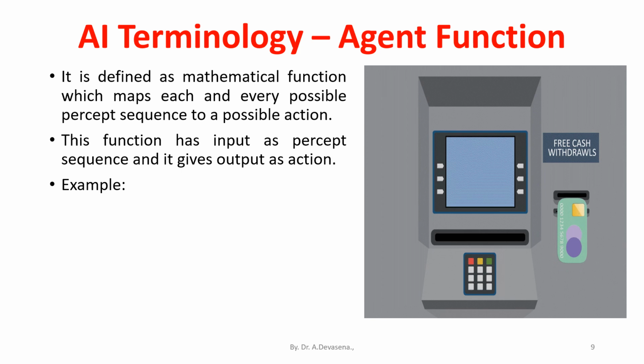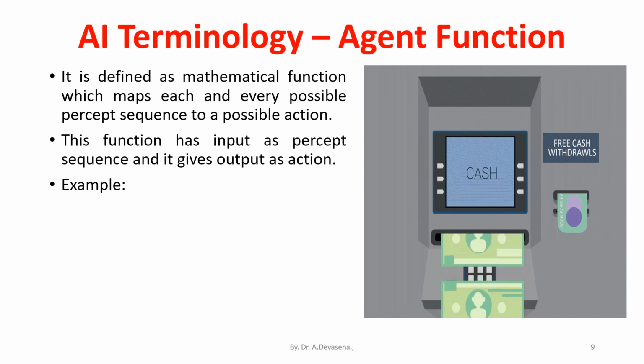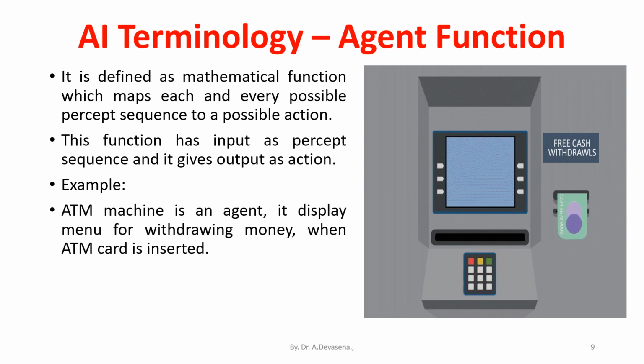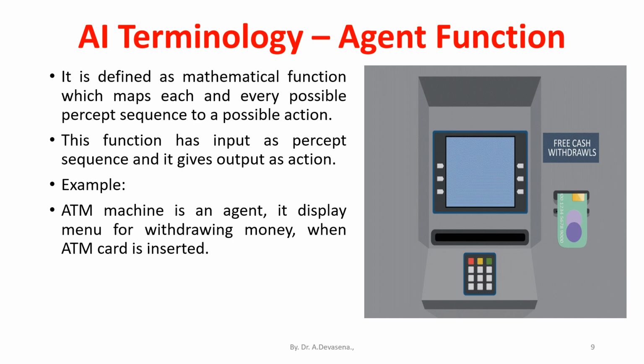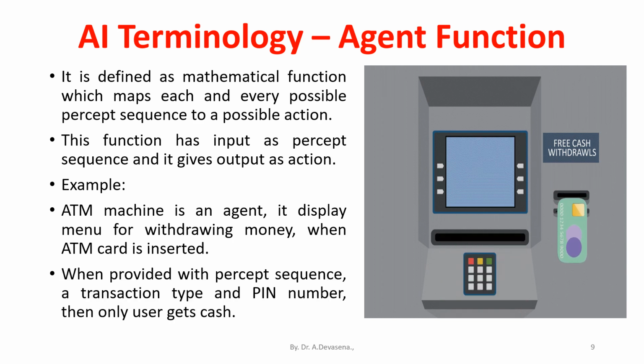Example for the agent function is, consider an ATM machine as an agent. It displays a menu for withdrawing money when ATM card is inserted. When provided with the percept sequence, a transaction type and PIN number, then only the user gets cash. It is represented here.